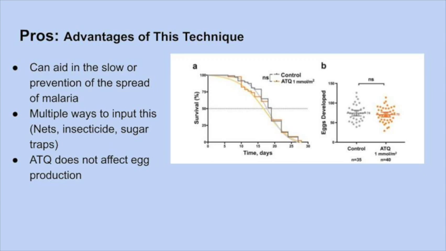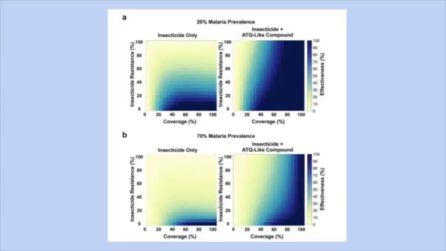In this diagram, we see that the ATQ exposure has no effect on the acute or long-term survival of A. gambiae female mosquitoes. The production of eggs after an infected blood meal is not affected by the ATQ. In this specific figure, we can see that the addition of ATQ to insecticides helps to decrease the spread of malaria, and in some cases decreases to 0 or almost 0.